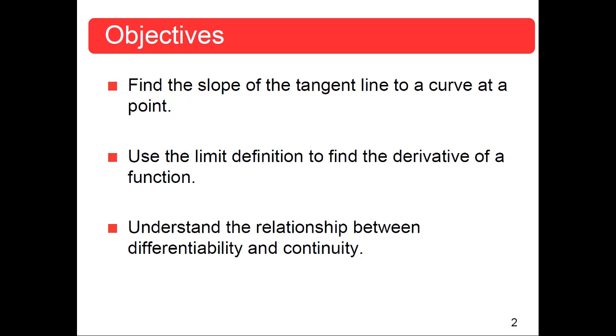So the things we're going to do today, we're going to learn how to find the slope of a tangent line to a curve at a certain point. Specifically, we're going to use the limit definition of a derivative. We have two different limit definitions. We're going to use those two limit definitions to find the slope of a tangent line at a curve, at a certain point, that is. We're also going to talk about differentiability and continuity. Okay, let's dive right in.